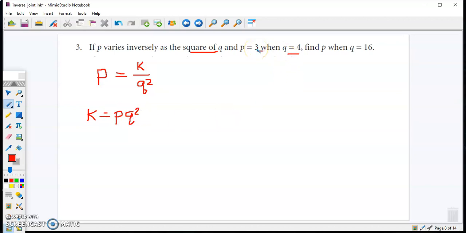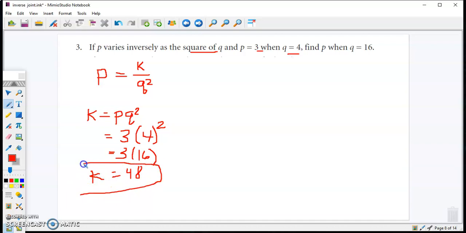By substitution, p is 3, so that will be equal to 3 times q is 4. Do not forget that it is raised to 2. So we first raise this to 2. So 4 squared is 16. So what is 3 times 16? 3 times 16 is, okay, correct, 48. So our k now is equal to 48. So the value of k is equal to 48.